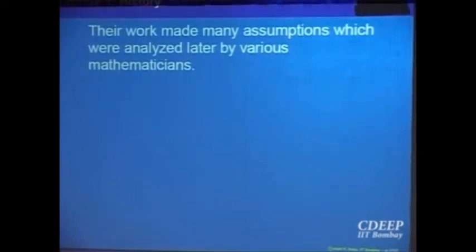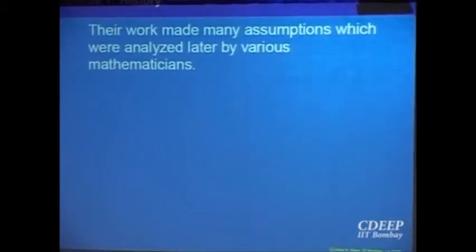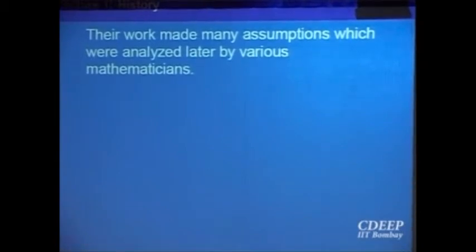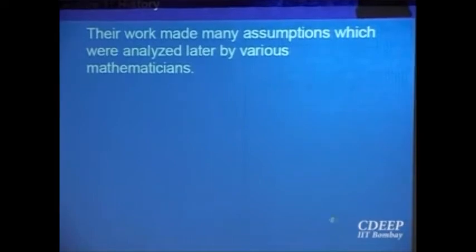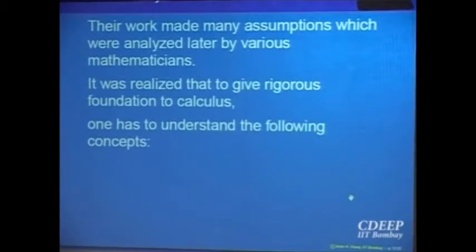Assumptions were not very clear. So from that point onwards, mathematicians started wondering about what is the problem with the work of Newton and Leibniz, how it can be made more precise, what is required mathematically. And for about 200 plus years, people deliberated about it, thought about it, and came to the conclusion that if you want to give a rigorous foundation to calculus, then one has to understand the following concepts.